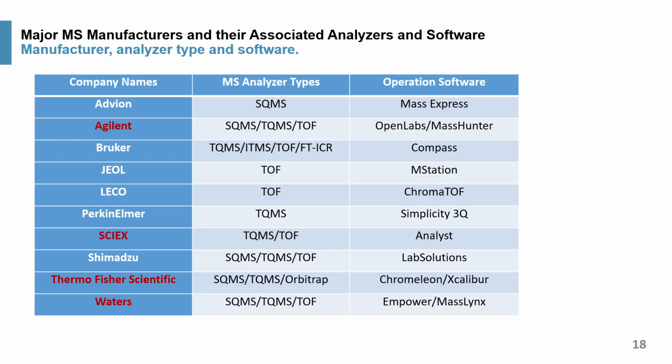This slide summarizes the major mass spec manufacturers and their associated analyzers. So a whole list of manufacturers. The ones highlighted in red are likely the most common or popular: Agilent, SCIEX, Thermo Fisher Scientific, and Waters. And here are the different types that they support and the operating software that is available.